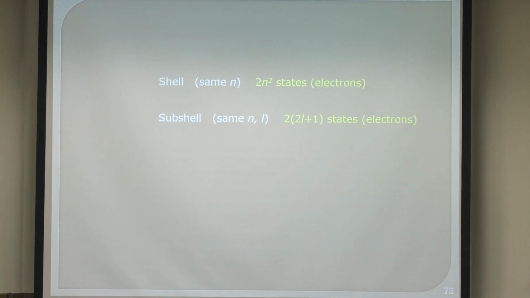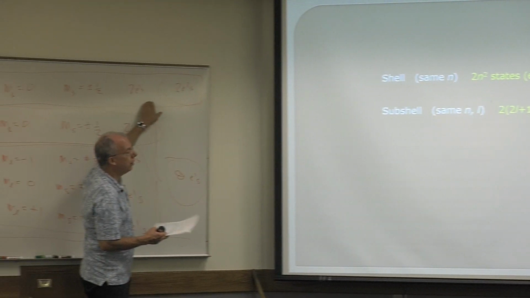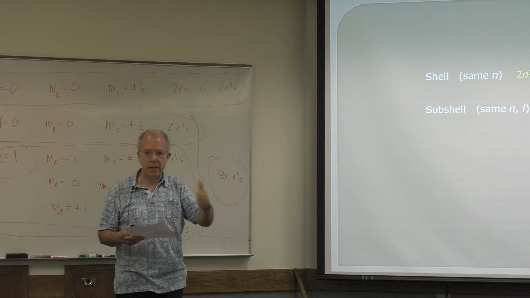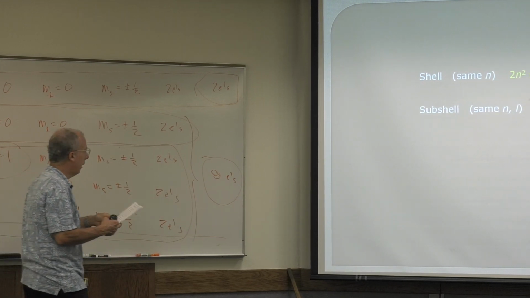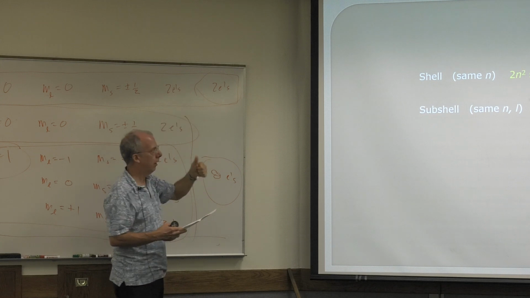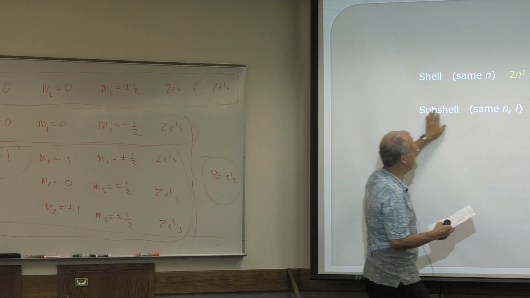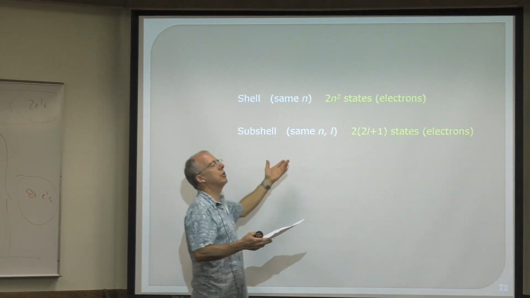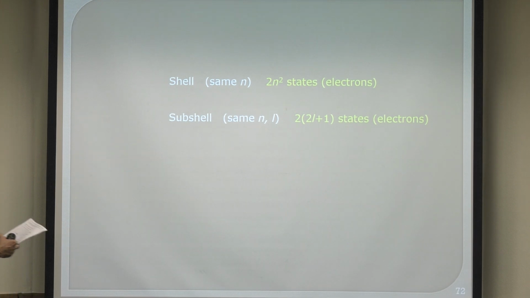Well, if you have a closed shell, in other words, if you have 2 electrons in this shell, it's going to be an incredibly stable atom. That's all there is to it. It's going to be very tightly bound. If you have a closed shell, super stable. If you have a closed subshell, somewhat stable. But this is the big one.